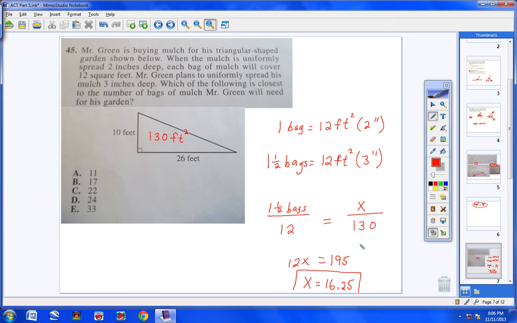And they tested your ability to use ratios or some method to solve this. And now they're testing, can you use common sense and see which one of these numbers is closest to 16.25? Well, it's obviously 17. That's the closest number out of all 5 of these to 16.25. Okay? All right, I hope that's been a help.